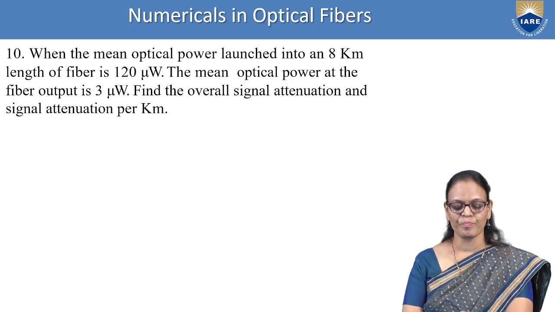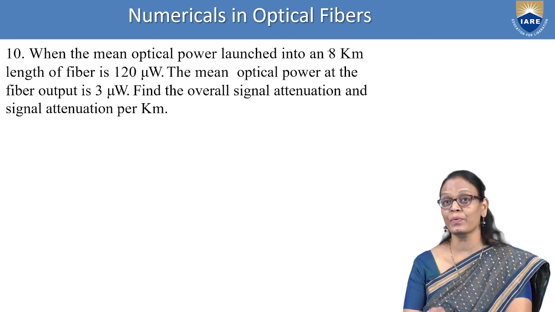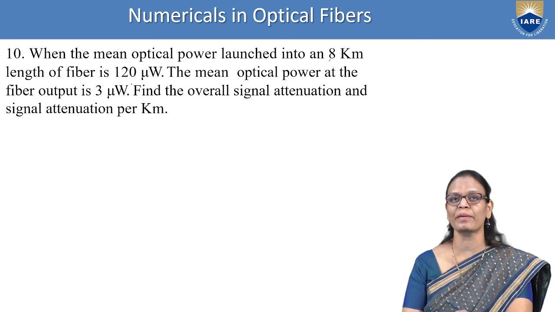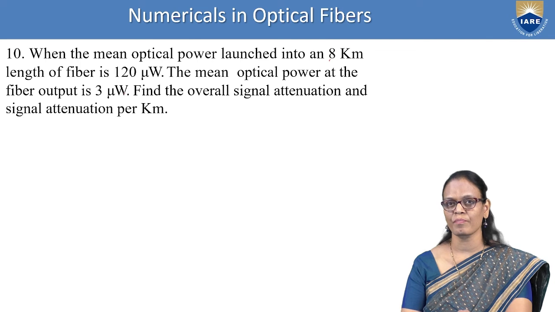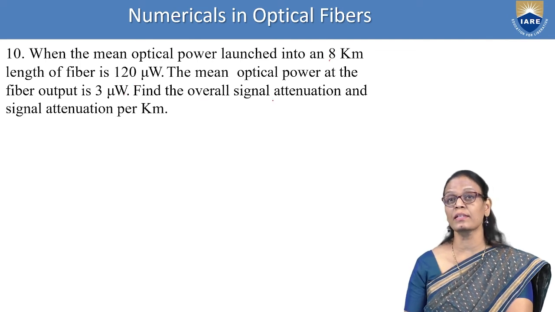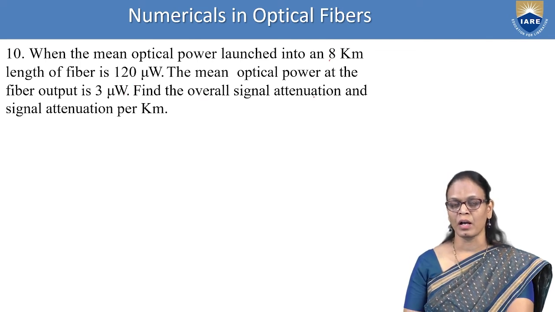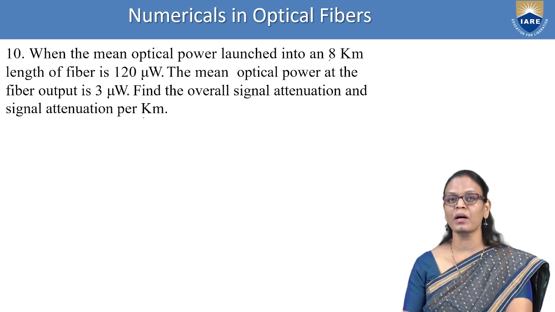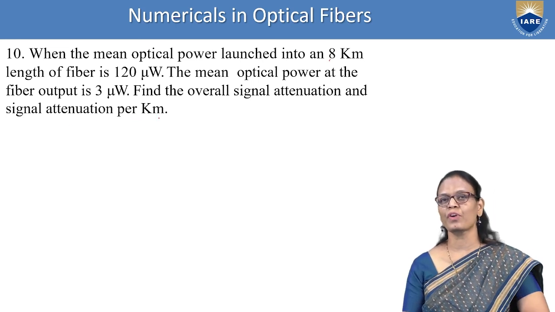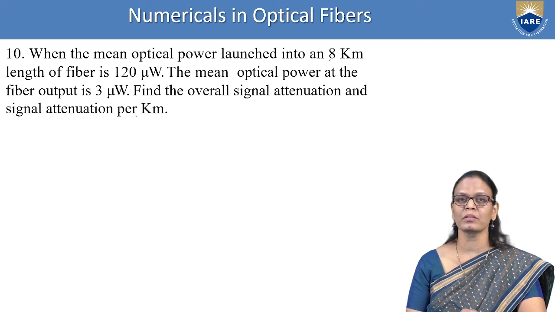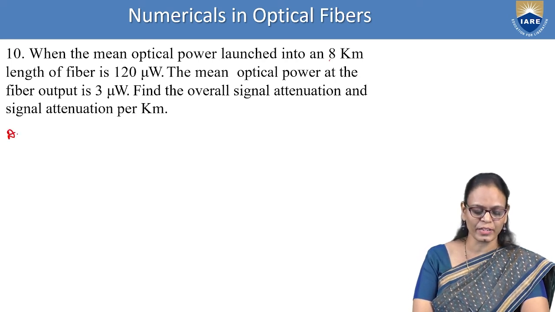Now the 10th one. When the mean optical power launched into an 8 kilometer length of the fiber is 120 microwatts and the mean optical power at the fiber output is 3 microwatts. Find the overall signal attenuation and the signal attenuation per kilometer. So we'll have to find the attenuation coefficient per kilometer. So write the data first.